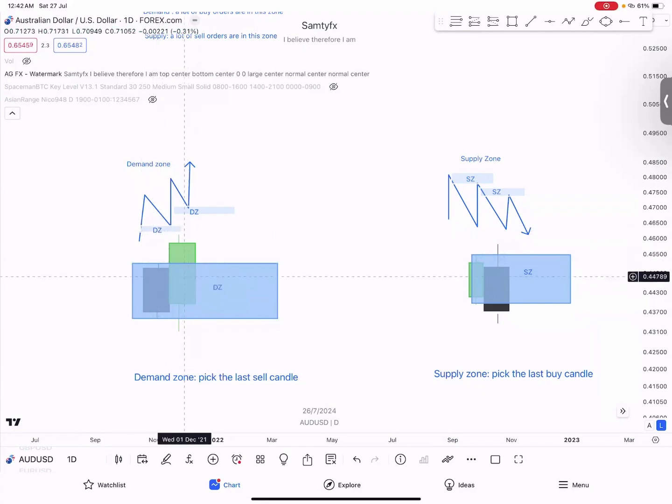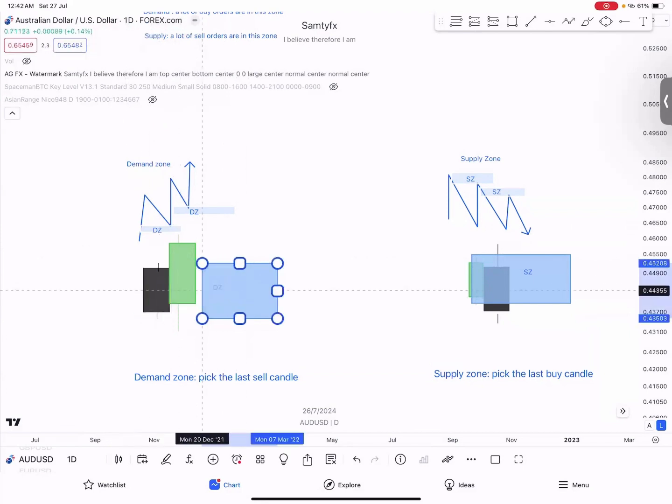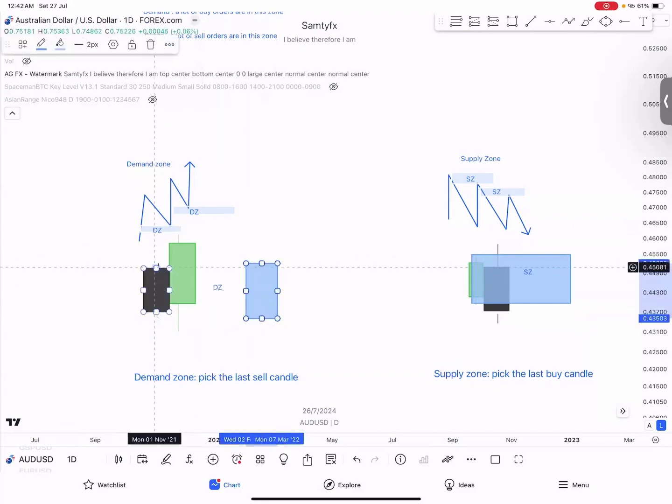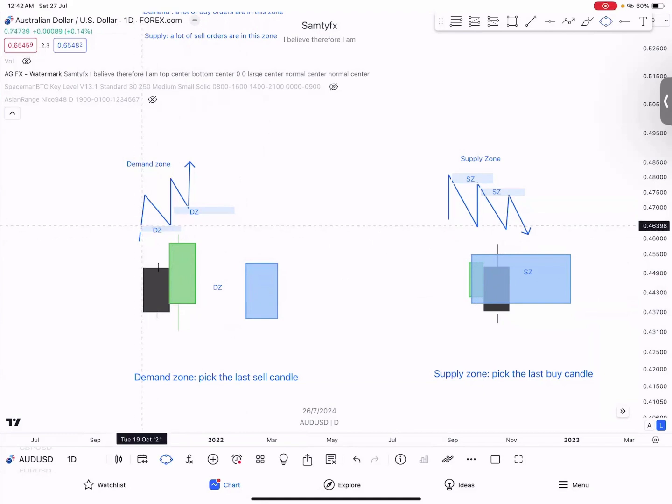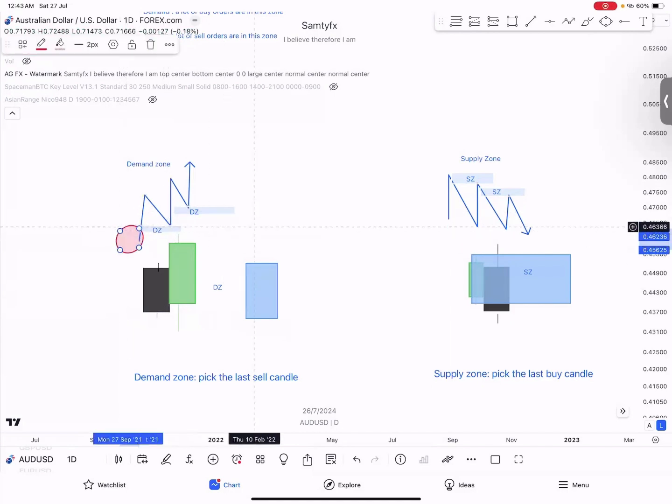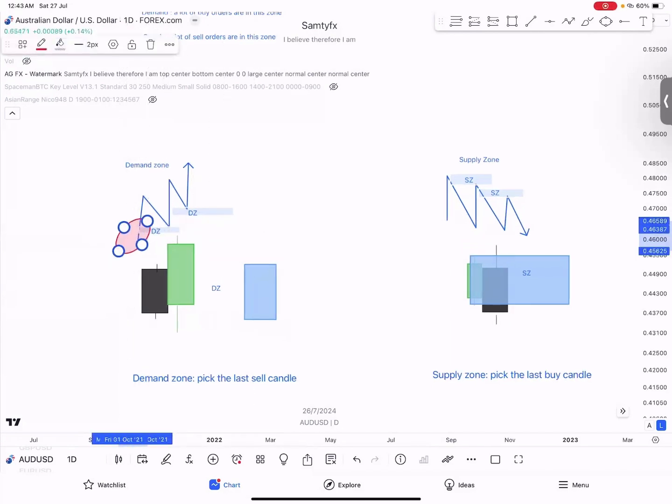Let's say this candle, you will see this particular candle around somewhere here. I hope you can see my screen very well. You are going to be seeing it around somewhere here.